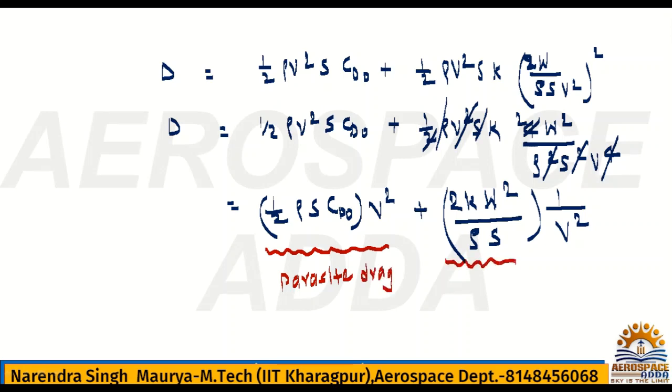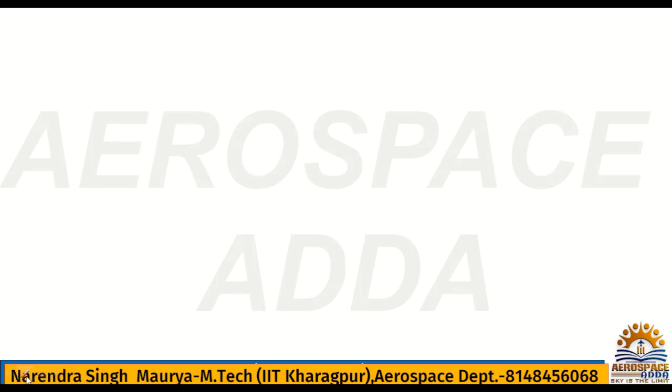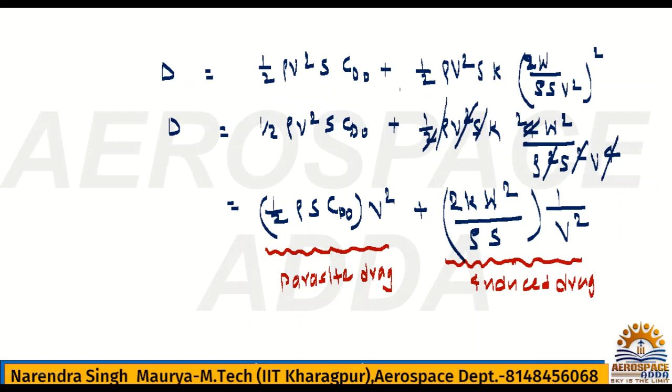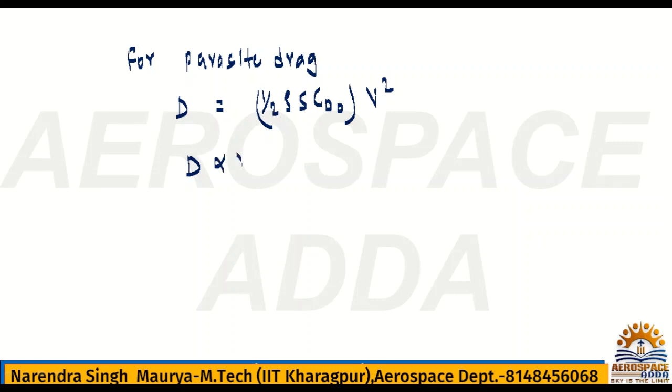And this is nothing but induced drag. Okay. So for the parasite drag, what we got: D is equal to half rho S CD naught into V square. Yes or no? Check. Half rho S CD naught into V square. That means drag is directly proportional to V square, which means velocity square. Yes or no? Should be very clear here. There should not be any kind of confusion.